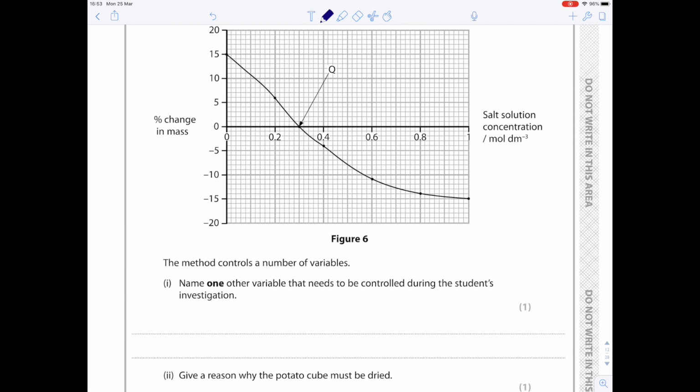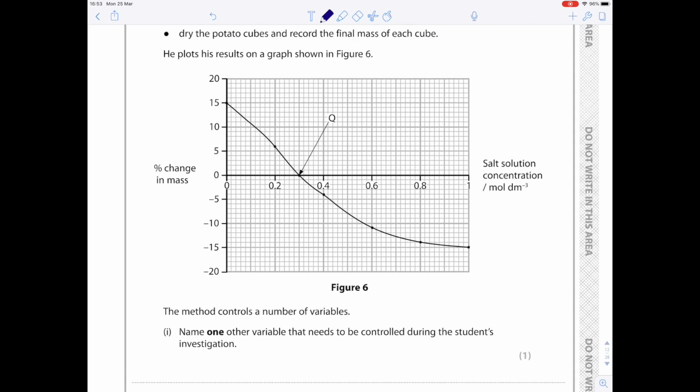The method controls a number of variables. Name one other variable that needs to be controlled during the student's investigation. So as you can see, we're using different salt solution concentrations, and so that will be our independent variable. So everything else pretty much needs to be kept the same. That includes the mass of the potato chip, its surface area, the temperature, the type of potato, so any of those would do here. So I'm just going to write temperature here.